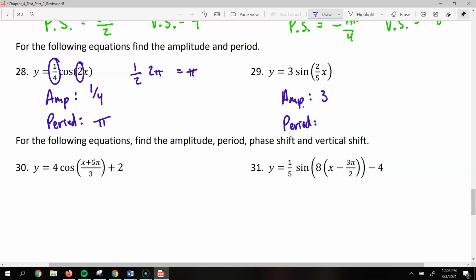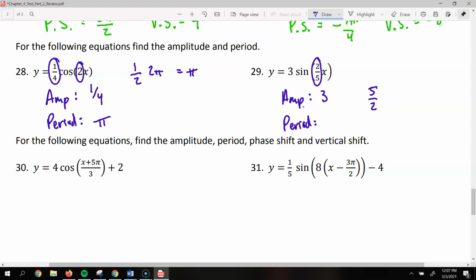Okay, so to find the period, remember, we take the reciprocal of that. So that's 5 over 2. We always do the opposite, the reciprocal, of what happens with the x. So the reciprocal of 2/5 would be 5/2. That means it's going to be stretched by a factor of 5 over 2, which is 2.5. So it's going to be 2.5 times the size horizontally.